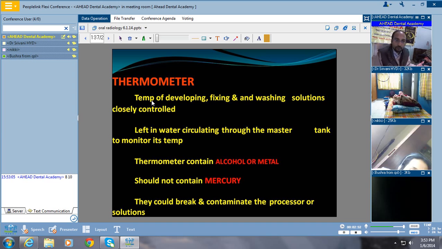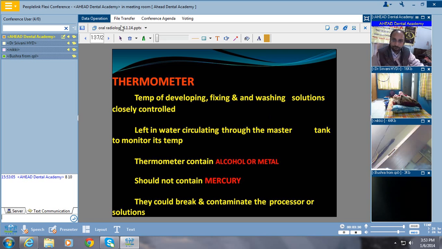And I told you we measure the temperature of the processing solution. How do we do it? The same way we measure body temperature, by using a thermometer. But this is a slightly different thermometer. Instead of mercury, it contains alcohol or metal. Why do we require a special thermometer? Simply because if we use the established thermometer that contains mercury, it tends to react with the developing solution, causes spillage of mercury, and ultimately not only causes toxicity, it also contaminates the solution. Is it clear till here?